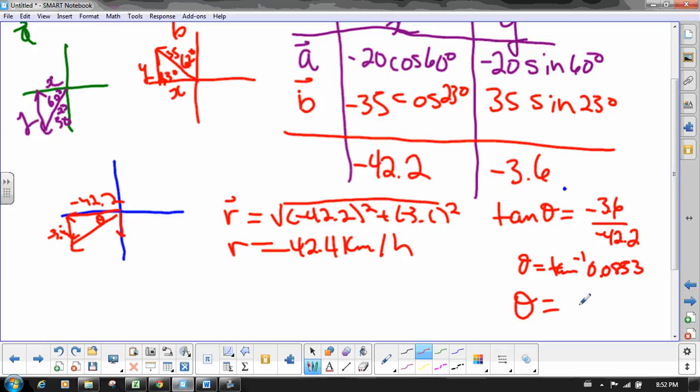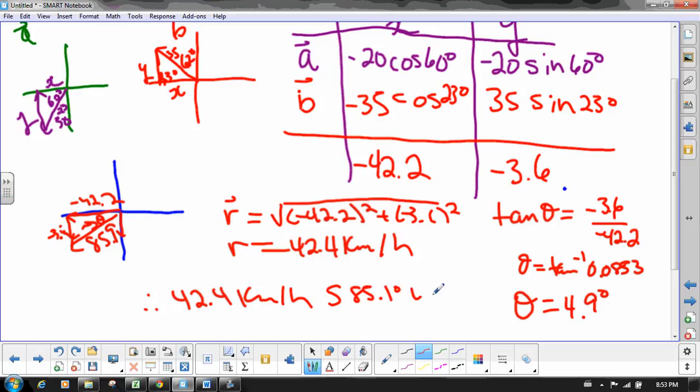So theta is going to equal approximately 4.9 degrees. That means this angle right here is the 4.9. So that means this angle down here is going to be 85.9. So when I make my final statement, it's 42.4 kilometers per hour, and it's going to be south 85.1 degrees west, or you could say west 4.9 degrees south. Either would work. So this is how you would do it using components.